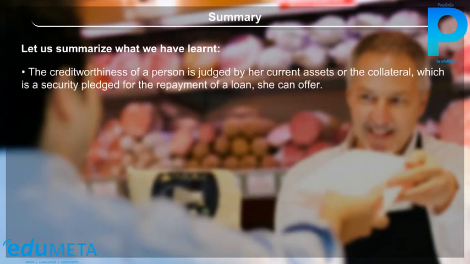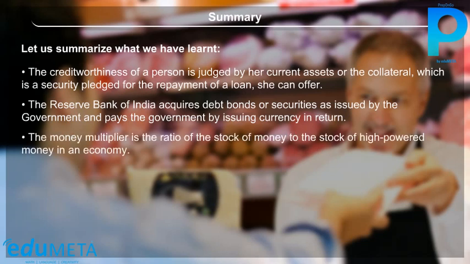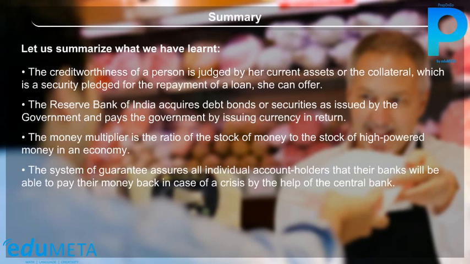The creditworthiness of a person is judged by her current assets or the collateral, which is a security pledged for the repayment of a loan she can offer. The Reserve Bank of India acquires debt bonds or securities issued by the government and pays the government by issuing currency in return. The money multiplier is the ratio of the stock of money to the stock of high-powered money in an economy. The system of guarantee assures all individual account holders that their banks will be able to pay their money back in case of a crisis with the help of the central bank.